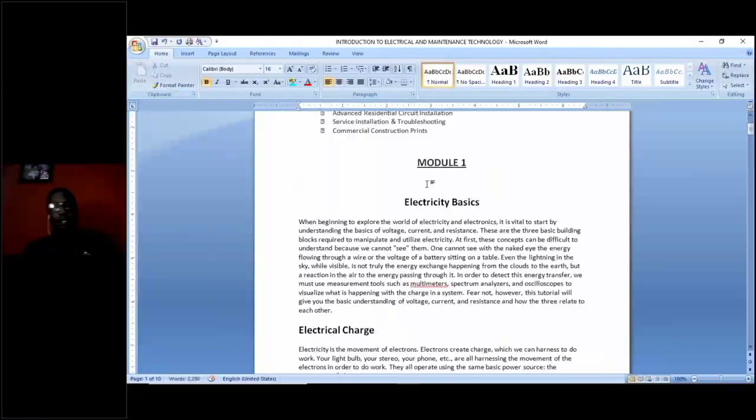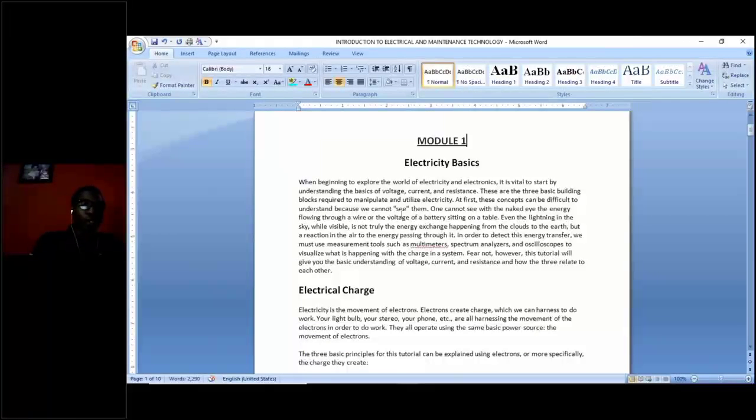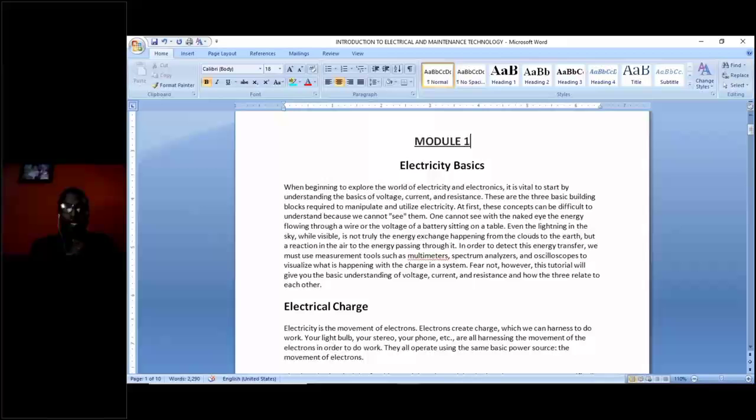We start with electricity. What's electricity? The basics. When beginning to explore the world of electricity and electronics, it is vital to start by understanding the basics of voltage, current, and resistance. So these are the three basic building blocks required to manipulate and utilize electricity.